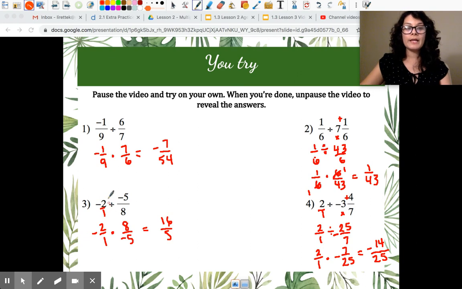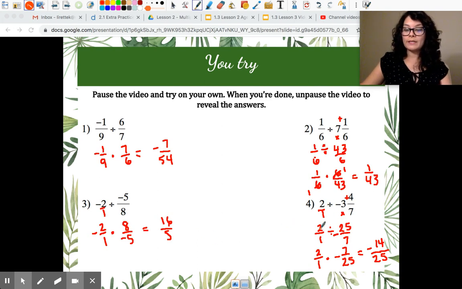For number 3, I made the integer a fraction by putting it over 1. Then I did keep, change, flip. Nothing cross-canceled or cross-reduced here, so I just multiplied across the tops and bottoms. The 2 negatives should cancel to give me a positive, and again, your calculator might be giving you a mixed number here, which is okay.